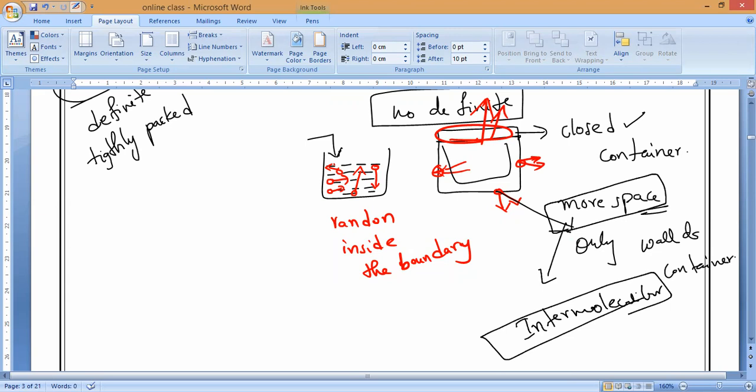Now, as I said, in liquids, pressure is exerted in all directions. Pressure is exerted within the liquid as well as on the walls of the boundary. Both pressures are exerted. Because if I make a hole here, then water will start coming out from it. That is what you have to remember.